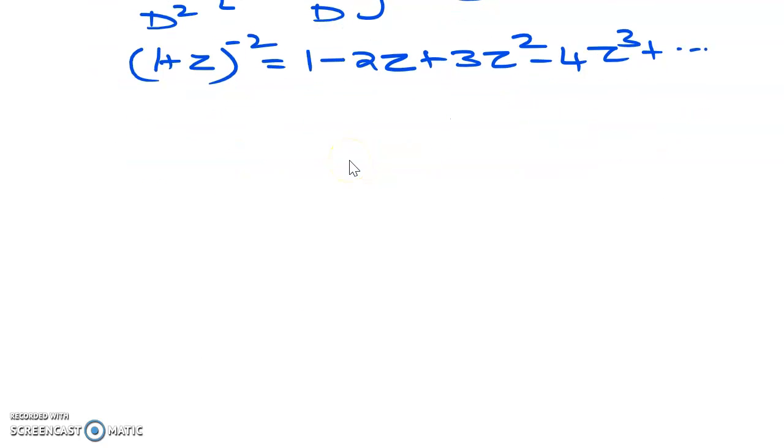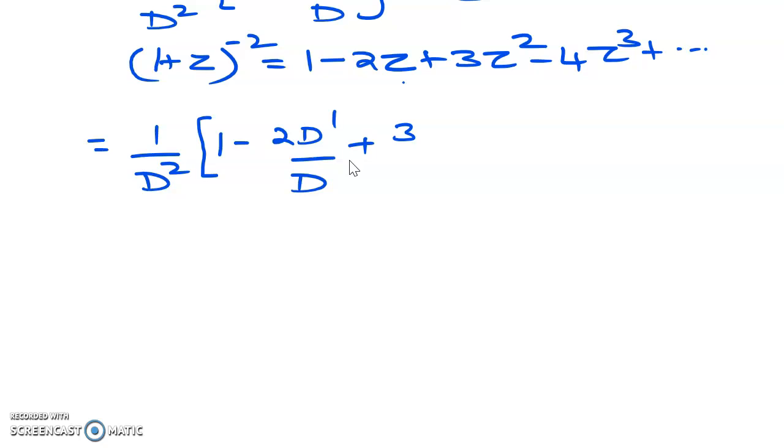So now, what is it in terms of z? 1 plus D prime by D. I'll use this geometric expansion. I have 1 by D squared as it is. Now I will expand this: 1 minus 2 times z, where instead of z it is D prime by D, plus 3 times D prime, the whole square, by D squared, and so on it goes.